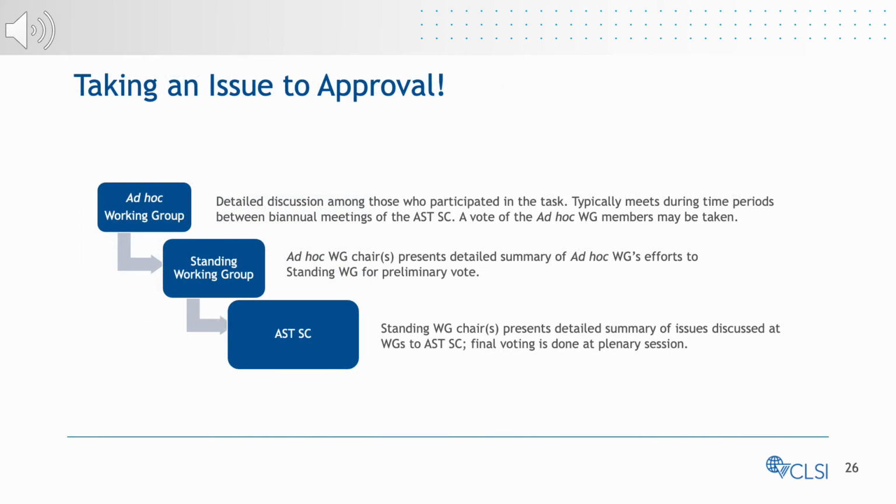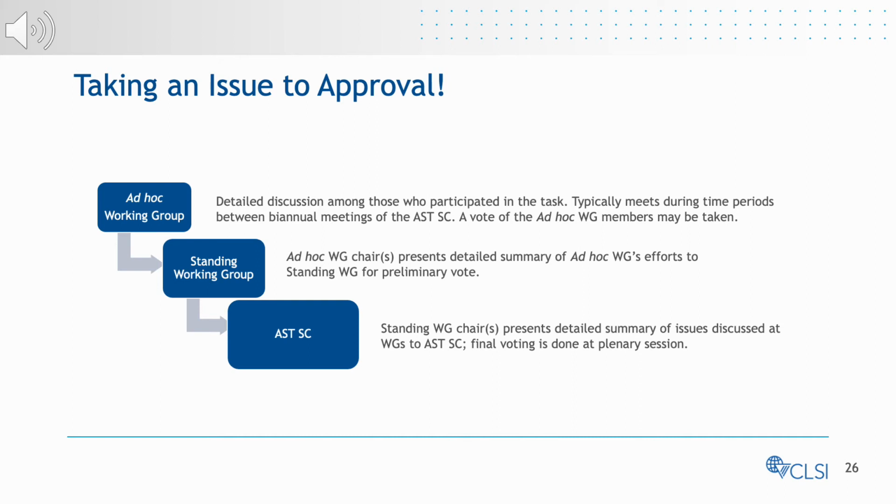How do you take an issue to approval? First, you'll start with an ad hoc working group for a detailed discussion among those who participated in the task. These groups typically meet during time periods between biannual meetings of the ASD subcommittee. A vote of the ad hoc working group members may be taken at this time.